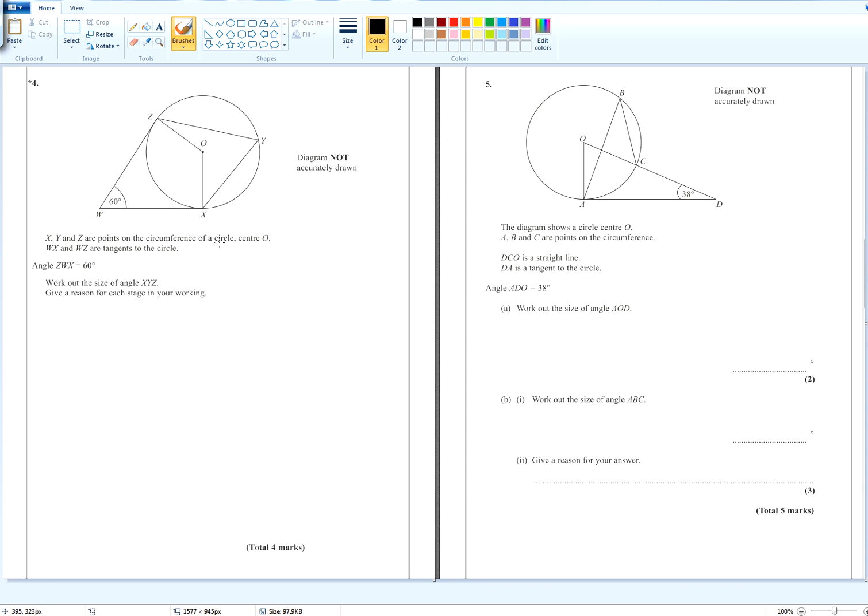X, Y, and Z are points on the circumference of a circle, center O. So these two lines are tangents. Angle ZWX is 60. ZWX is that one there, 60. Work out the size of angle XYZ.